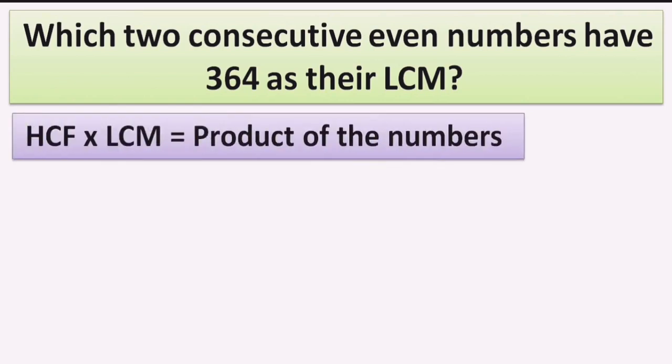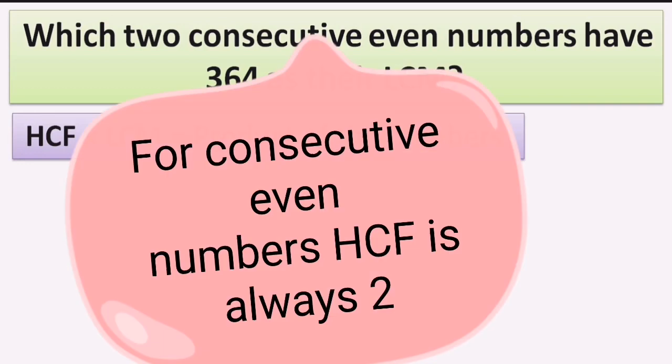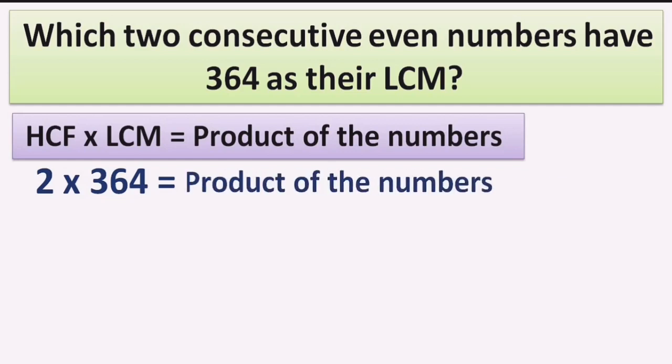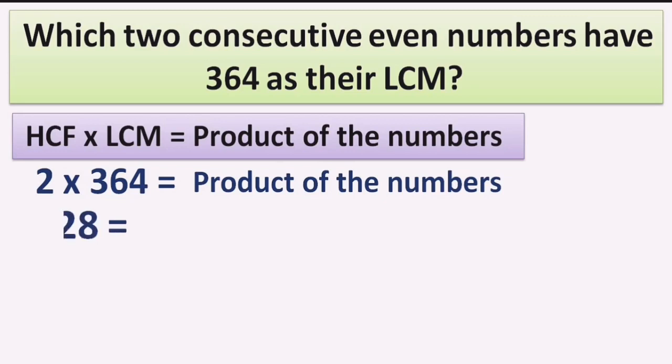The very first step, I will write the formula, correct? Then I know that for consecutive even numbers, HCF is 2 and LCM is what is given to me, that is 364, right? If I multiply LCM and HCF, I get the product of those numbers, of which the LCM will be 364, right? So the product is 728, right?